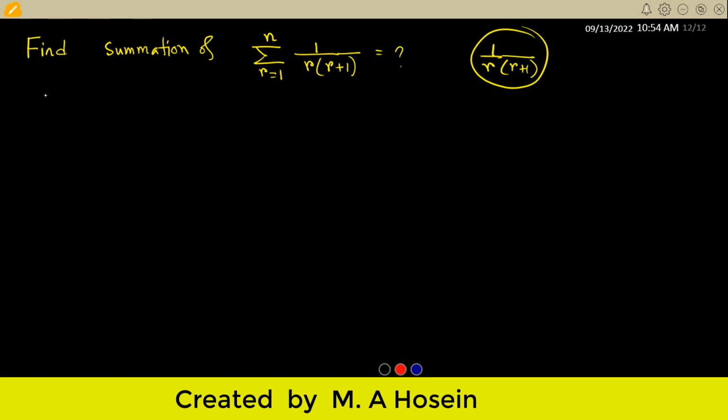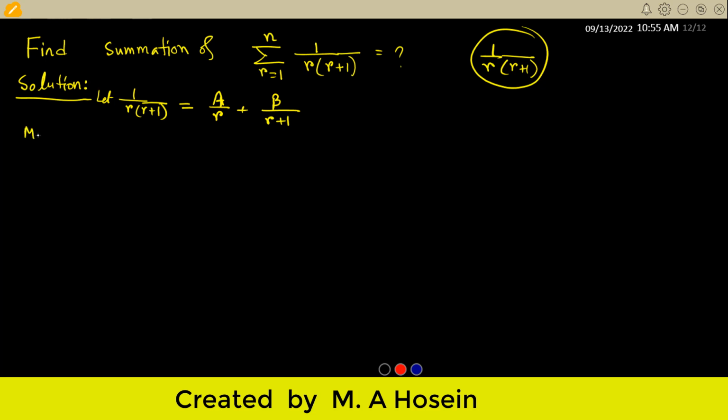Okay, so what is the solution process? First of all, we will break down the given expression, 1 by r into (r plus 1), into partial fractions. Let this be equal to a by r plus b by r plus 1, where a and b are two constants here.